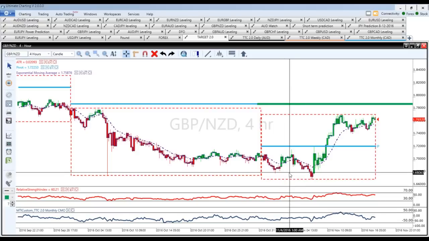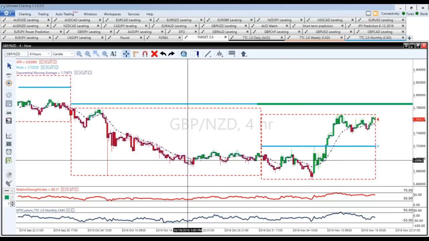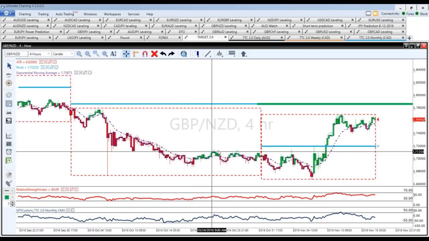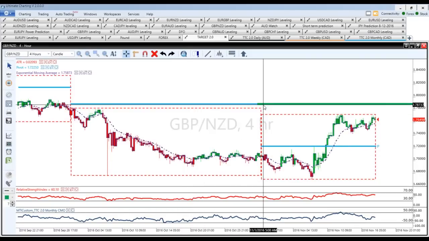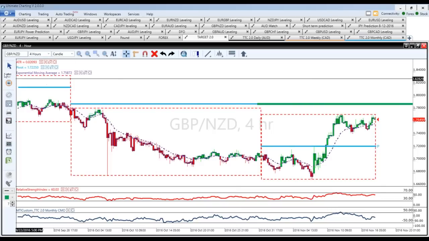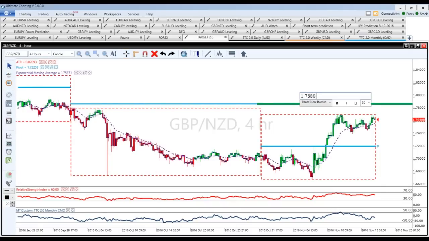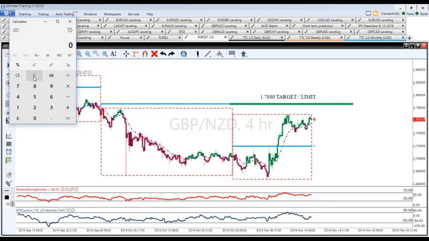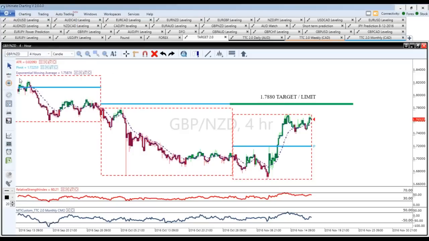Granted, hindsight's 20/20, but for you target traders who've been doing this for quite a while, you know the rules of these. We've been trading bullish this entire time on the pound NZD, and a lot of confidence comes from this missed target. That's 1.7880. Write this down. 1.7880 is our target/limit. But we've got to talk about this. How far away is that? 1.7880 minus 1.7652, 228. That's 228 pips away.